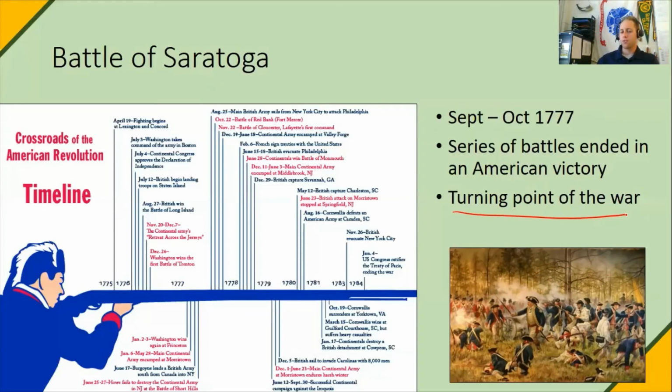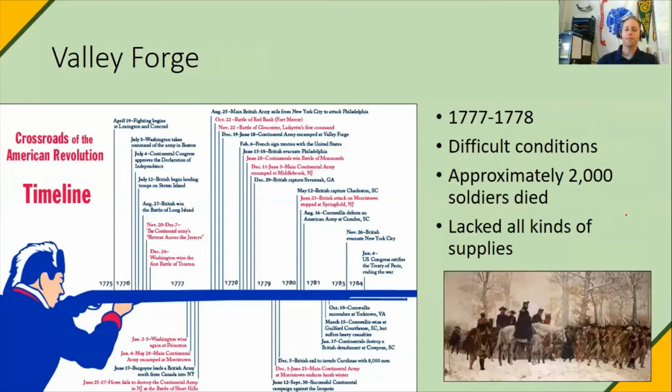Saratoga is also seen as a turning point because it was after this battle that foreign aid is going to start to arrive to the Americans. And it takes the Battle of Saratoga for nations like Prussia or France to think, maybe the Americans can win this war and it's worth investing in, so we're not just throwing guns and money down the drain.